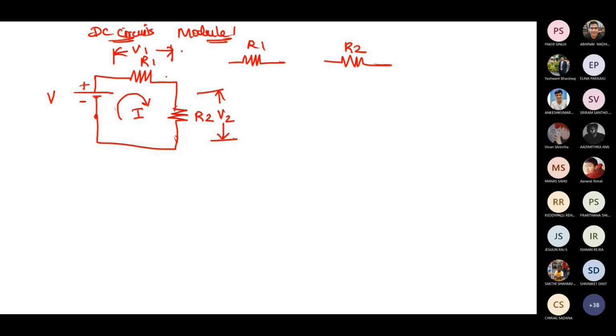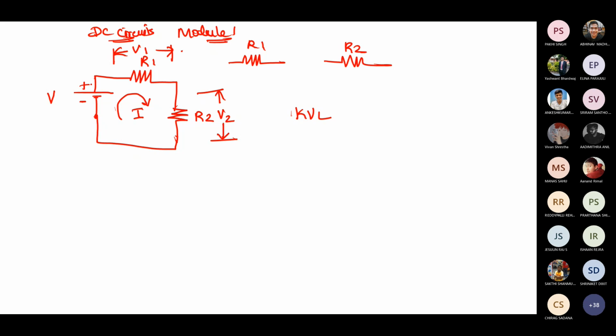Now we are going to apply which law here? KVL or KCL? KVL. We will apply KVL, yes ma'am, because in a closed path the potential difference is equal to 0, or potential rise is equal to potential drop. Whatever way you want, you can call it.